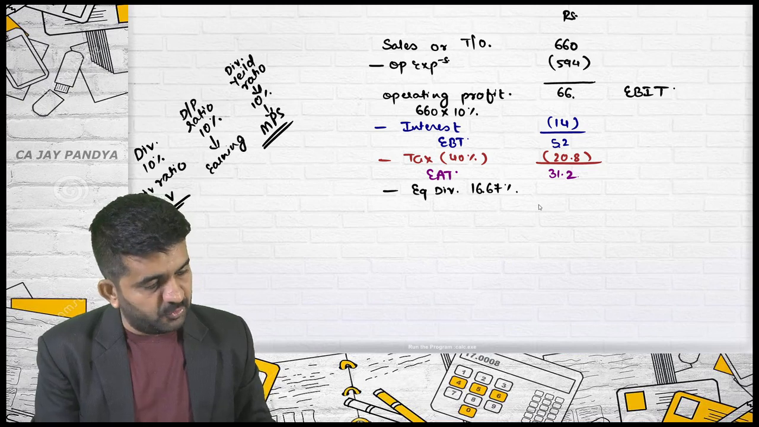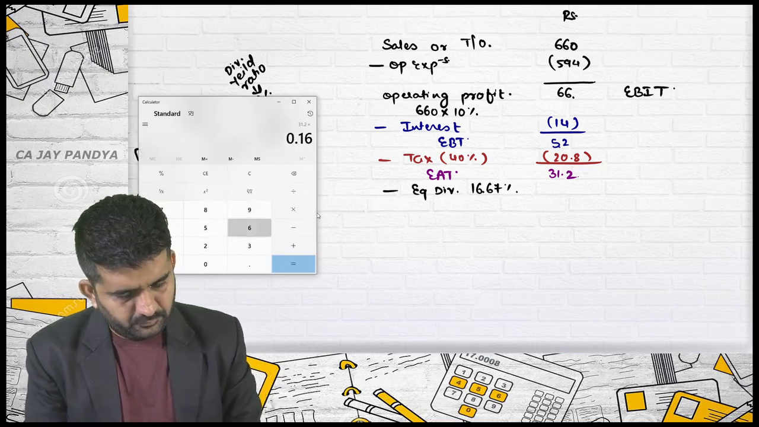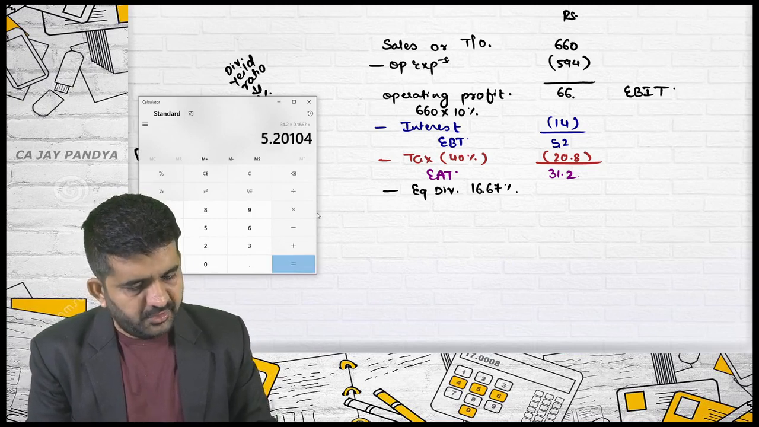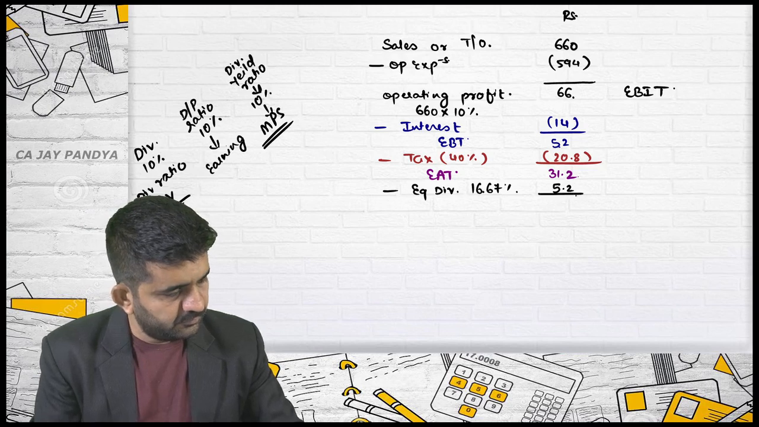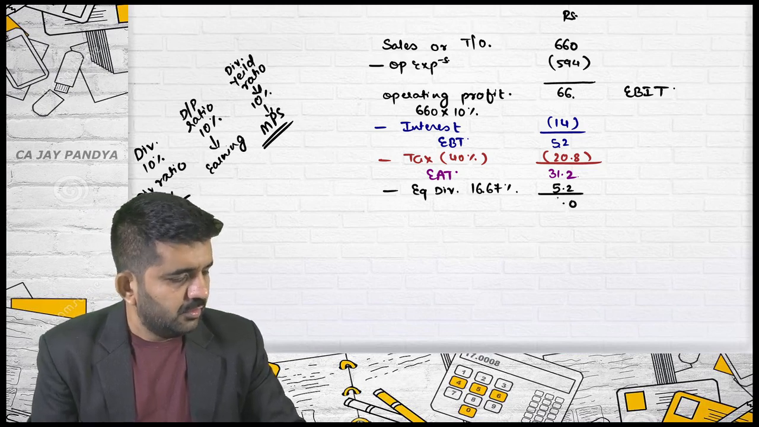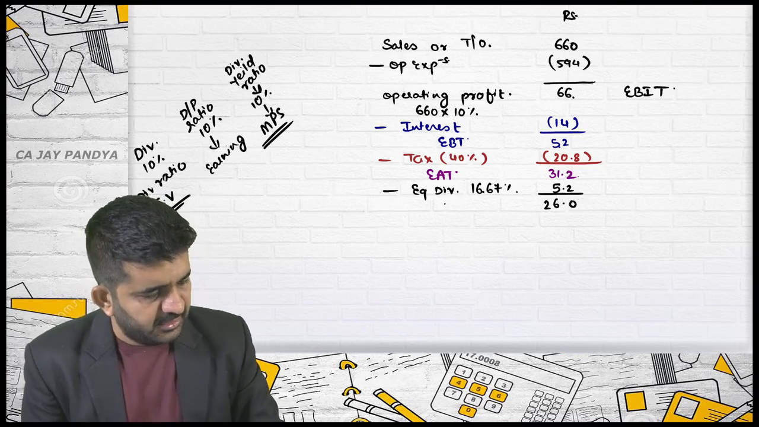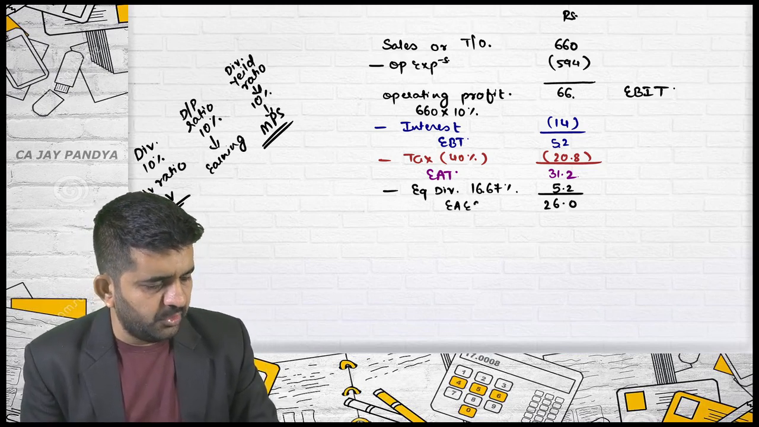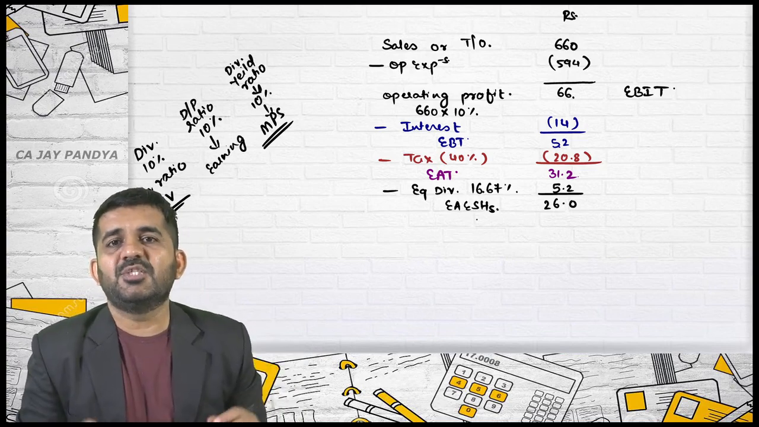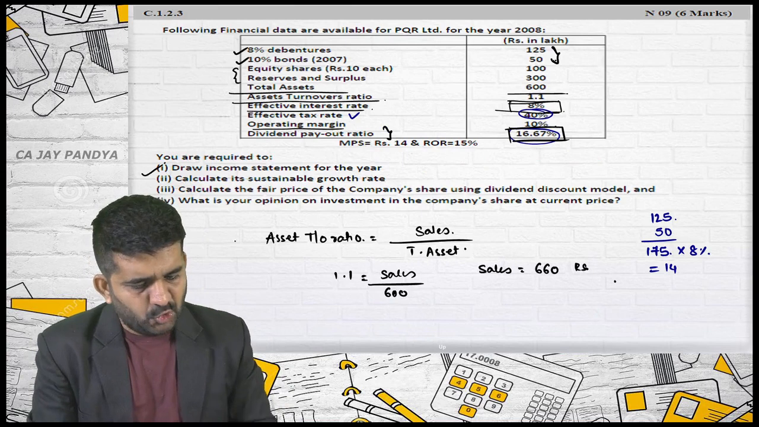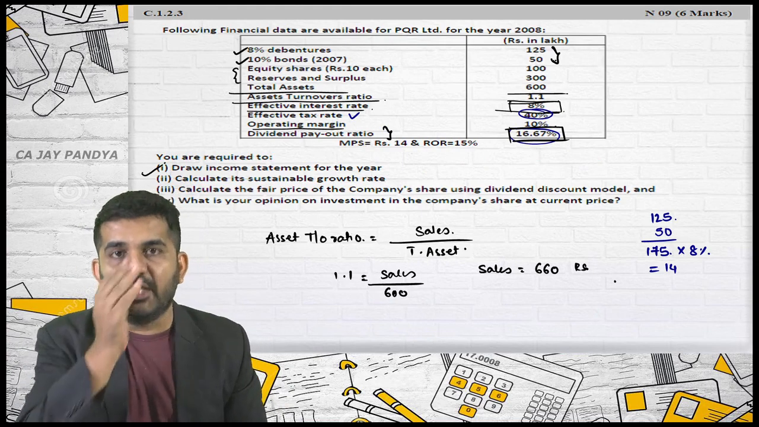of 31.2. It is 5.20. It is 26. This is earnings available to equity shareholders. So this is my profitability statement. So I have answered question number 1, that is draw income statement for the year.